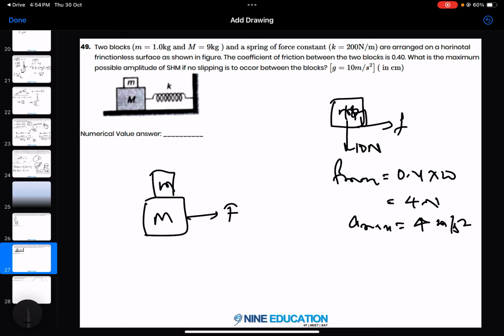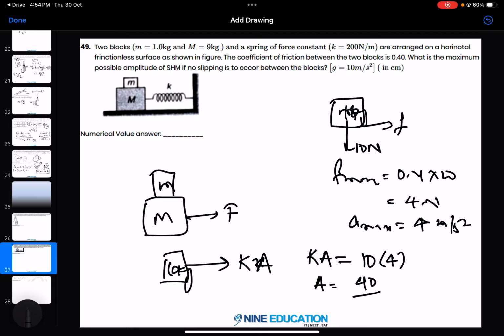And the maximum acceleration is when it is in the extreme position. In the extreme position, if you want both of them to move together, it is kind of like a block of 10 kg. Force is kx, and ka, amplitude is going to be a in the extreme position. So ka should be 10 into maximum acceleration, which is 4. Now k is given as 200, so this will be 40 by 200, 1 by 5, 0.2 meters or 20 centimeters. So the answer will be 20.